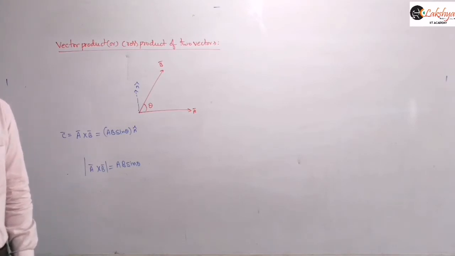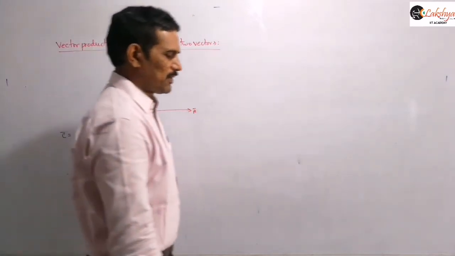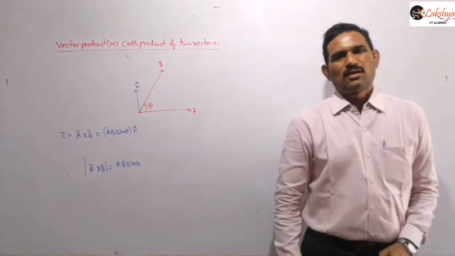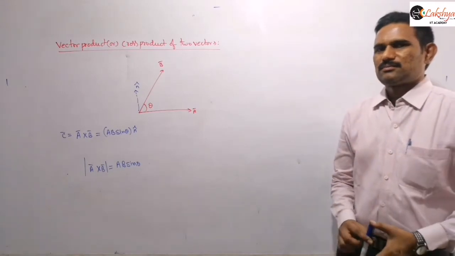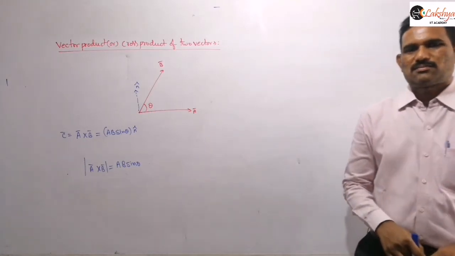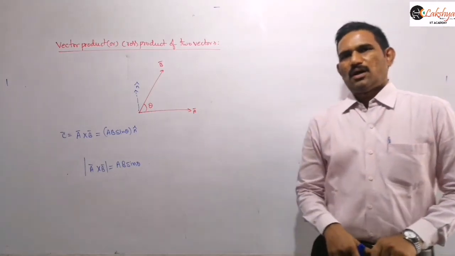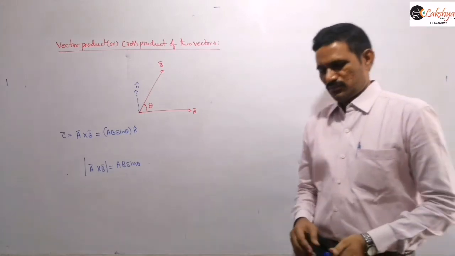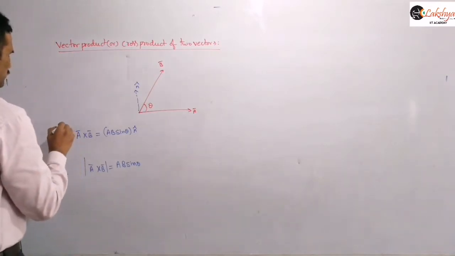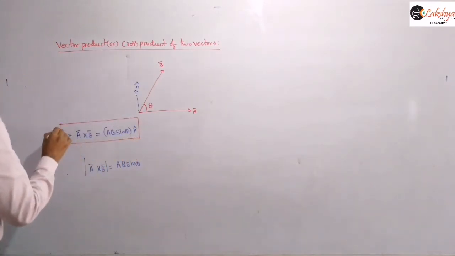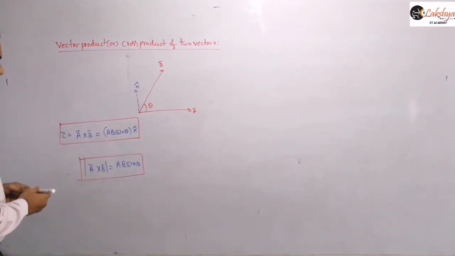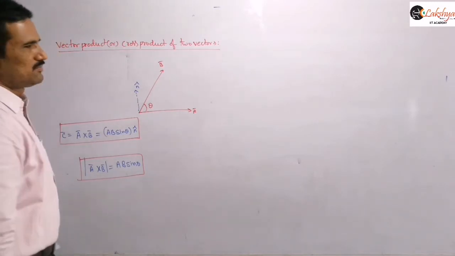which is perpendicular to the plane containing those two vectors, and whose magnitude is equal to the product of the magnitudes of the two vectors and the sine of the angle between them.